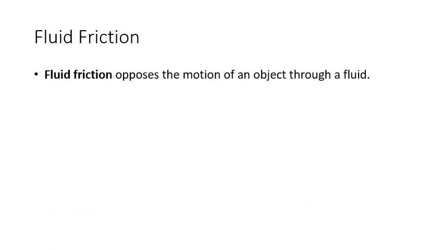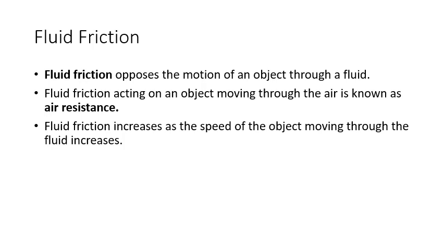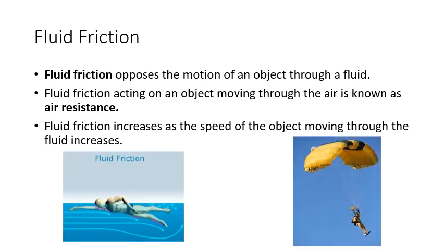The last friction is fluid friction. Fluid friction opposes the motion of an object through a fluid. Now, something to remember, this is called specifically air resistance, and a lot of people get confused, but fluids are not only liquids, but gases too. So fluid friction increases as the speed of the object moving through the fluid increases, which you think of swimming. Fluid friction pushes against you as you swim, and then because air is a fluid, even though it doesn't seem like a fluid, that pushes up on the parachute as the parachuter's going down.